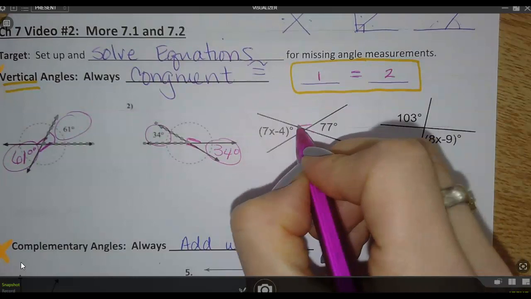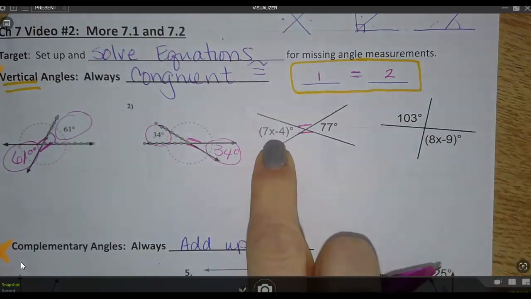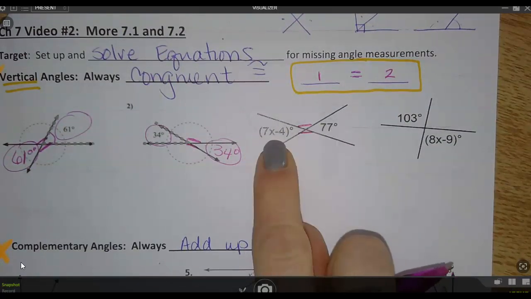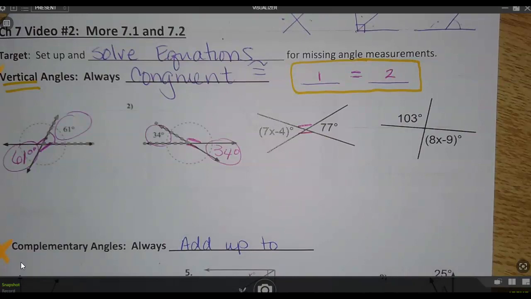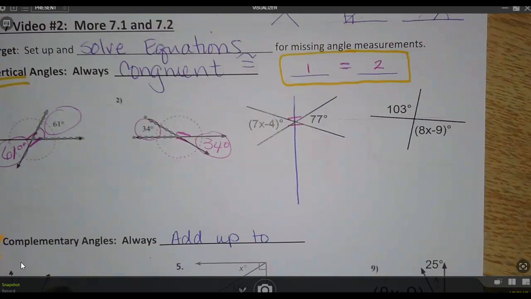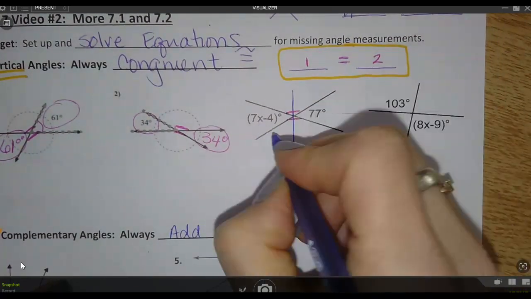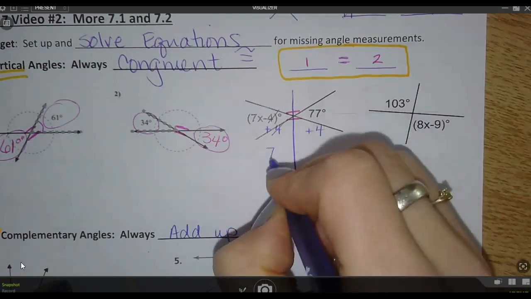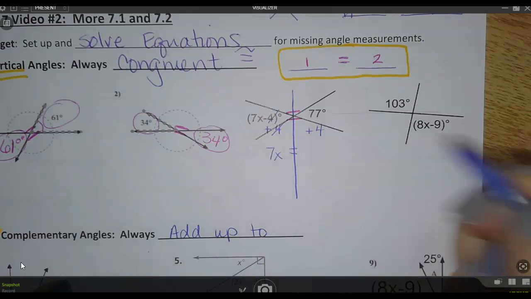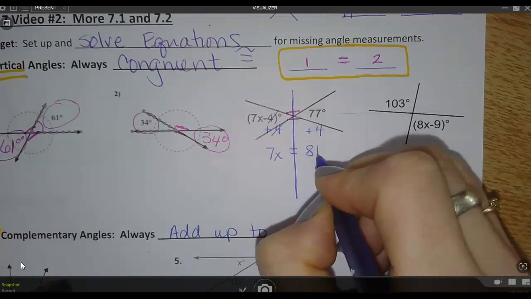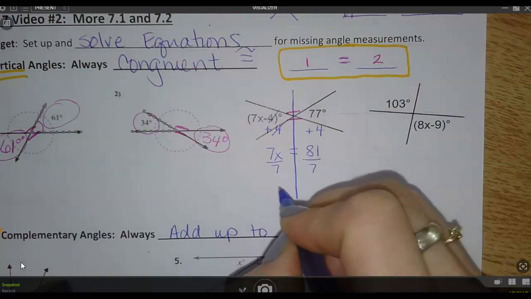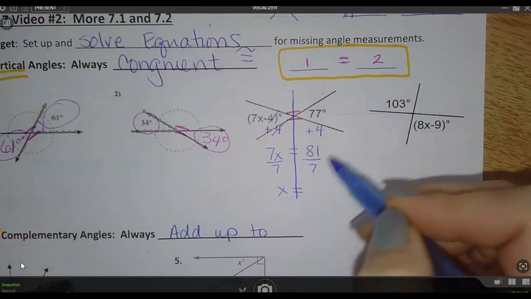So I'm still going to put the equal sign in between them. I know that 7x minus 4 has to equal 77 because those are vertical angles and they have to be congruent. So now I'm going to draw my line down the equal sign and solve for x. Okay? So first step to get x by itself would be to add 4. Cross out what cancels, bring everything down, and 77 plus 4 is 81. And then I'm just going to divide by 7, still working to get x by itself. Type that into your calculator, 81 divided by 7.